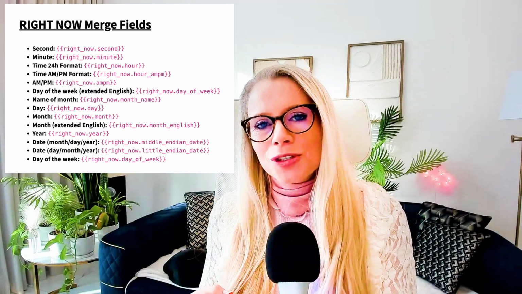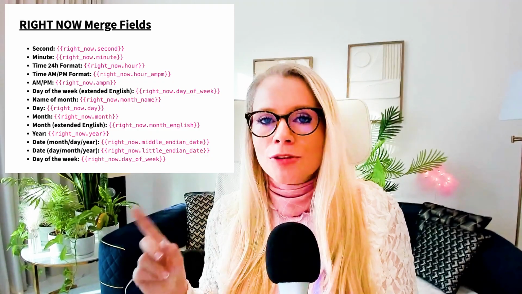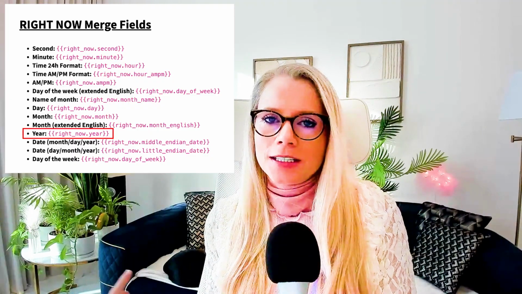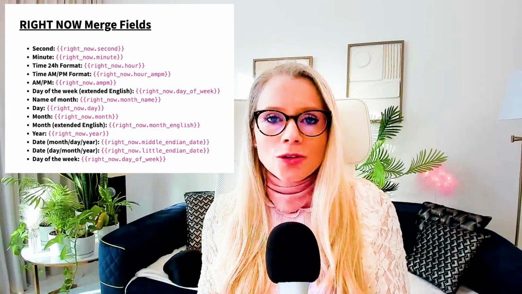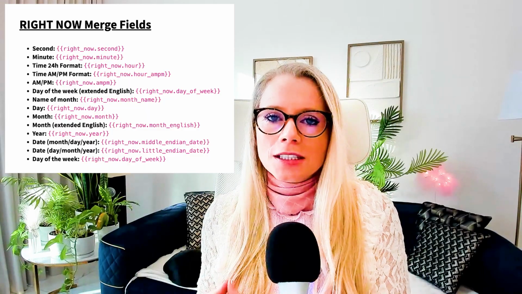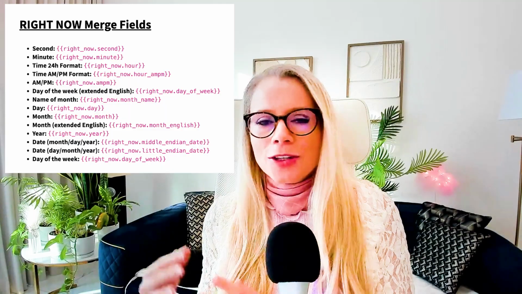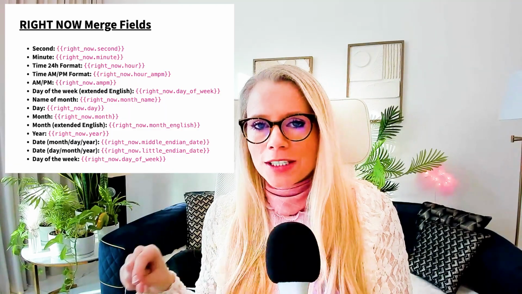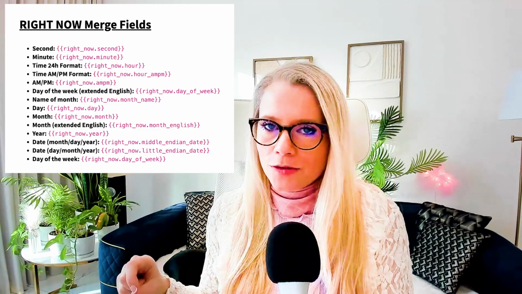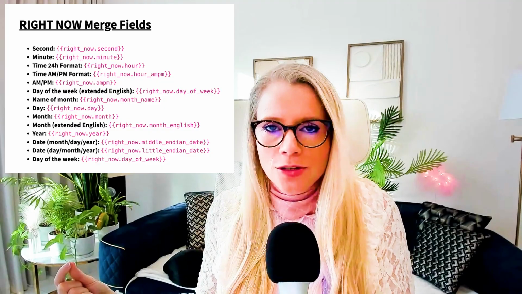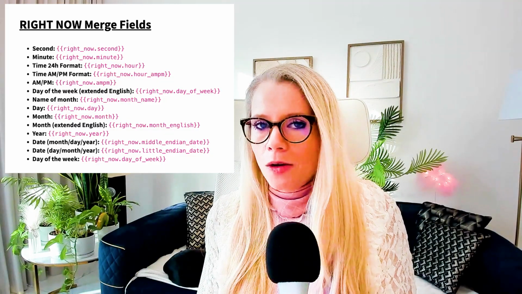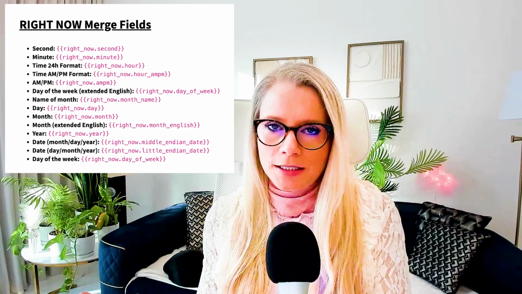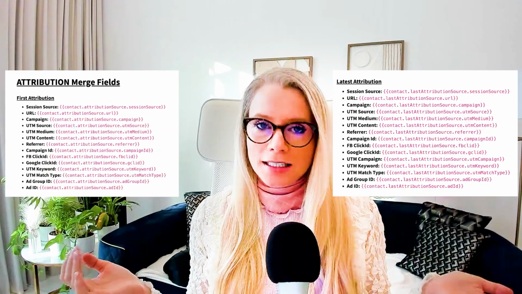Same for the right now merge fields that you can see right here. A very popular custom value you can see here is the year, that you can also put into your footer, so you don't have to go every single year manually and change the year. You see in most websites there is a little footer which says copyright, all rights reserved, year 2025 or so. Now you can just put that custom value there, the year right now, and it will automatically always update. Now we also have attribution merge fields, the first attribution as well as the latest attribution.